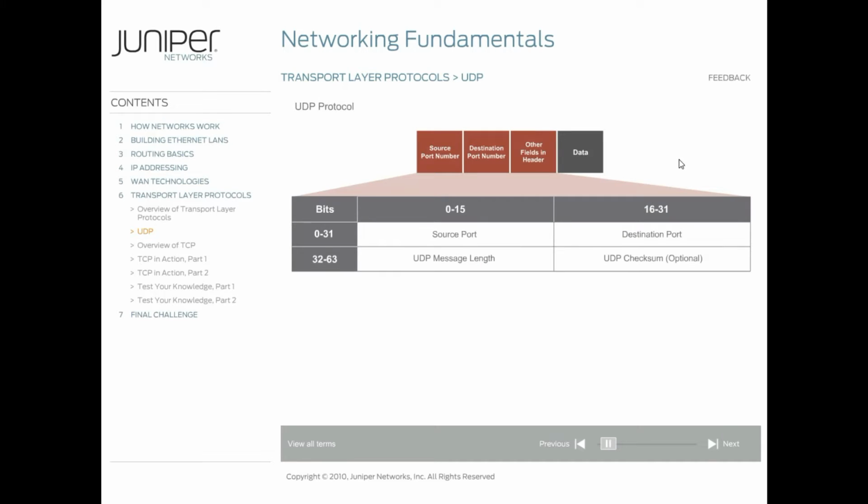UDP is the simplest and fastest transport layer protocol. In fact, the specification for UDP is only 3 pages long. Like we saw with IP, UDP also adds a header to the data. The UDP header only includes 4 fields, 2 of which are the port numbers we just discussed. Move your mouse over each field to find out more information. Click Continue when you are ready to move on.